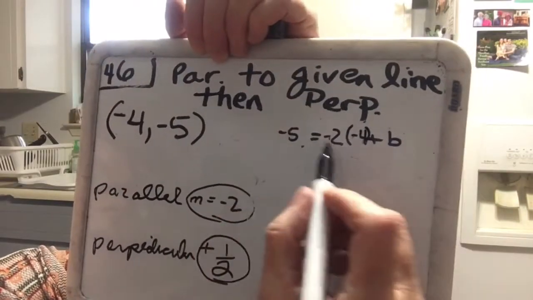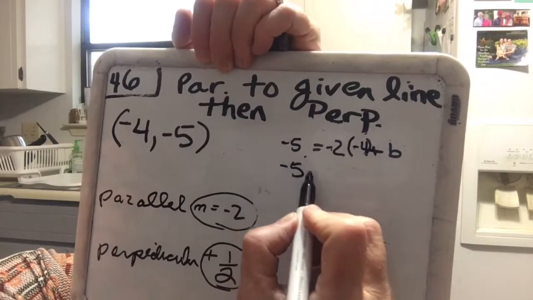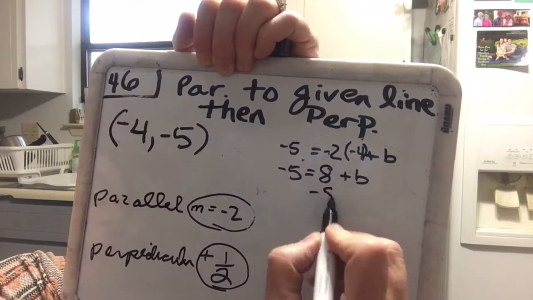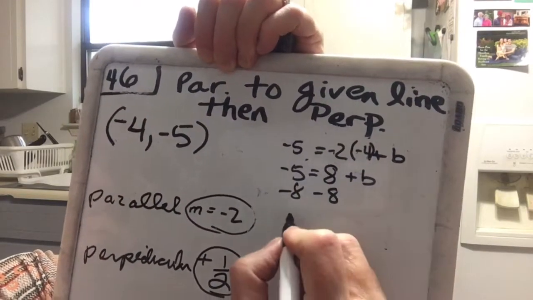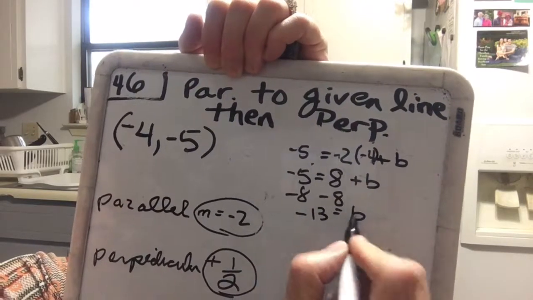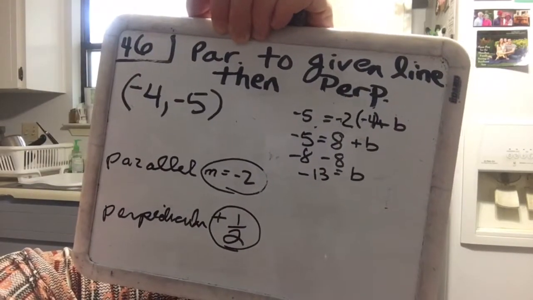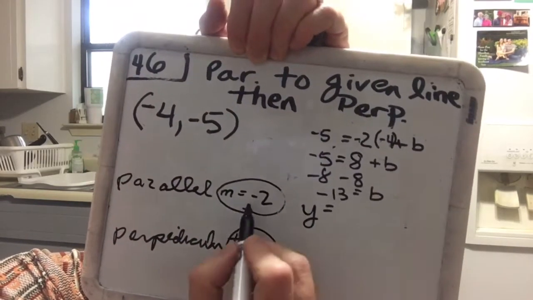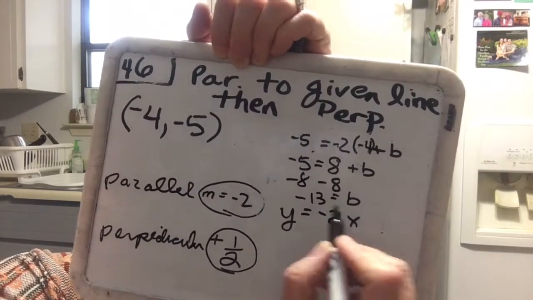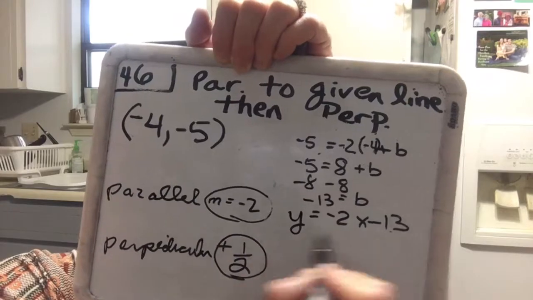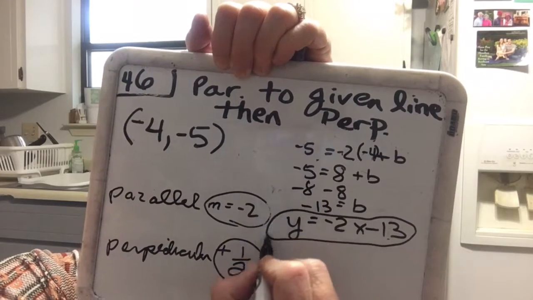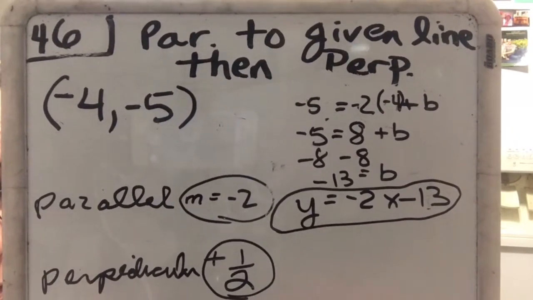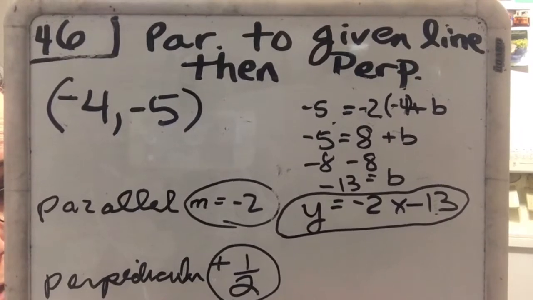So now I'm going to simplify this. So I get negative 5 equals negative 2 times negative 4 is positive 8 plus b. So I'm going to subtract the 8 from the other side, and we get negative 13 is b. So that b is my y-intercept. So now I just go and write my equation. y equals m, which is negative 2, x plus b would be minus 13. So that would be the equation of the parallel line right there. I'll let you copy that down before I do the perpendicular line, because I'm going to erase what I just did except for the line.